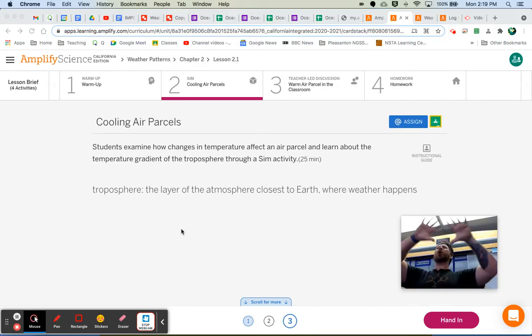Most of the air in all of Earth's atmosphere is in the troposphere. It's also the thinnest layer of the atmosphere. But again, since we are using this term, we wanted to make sure that we define it. So yeah, troposphere: the layer of the atmosphere closest to Earth where weather happens. This is where airplanes fly. This is, again, where we exist.